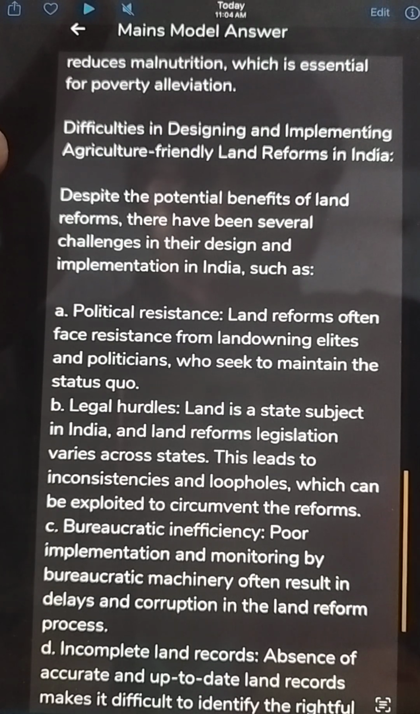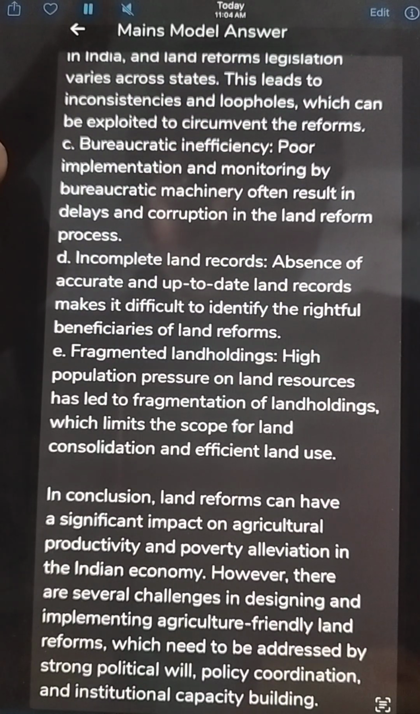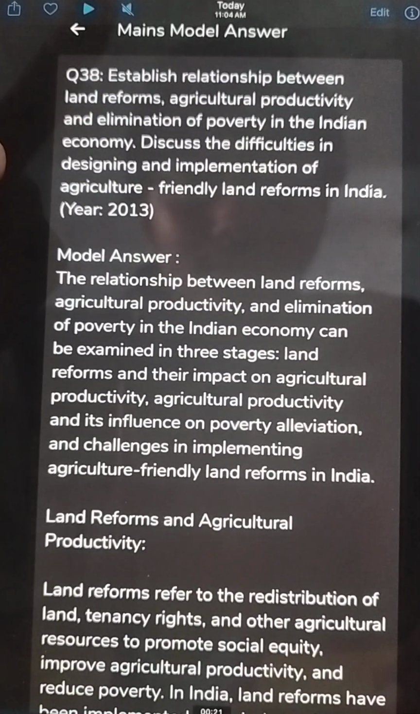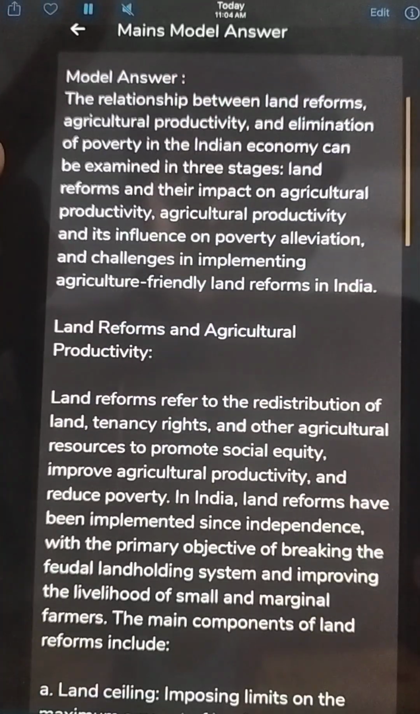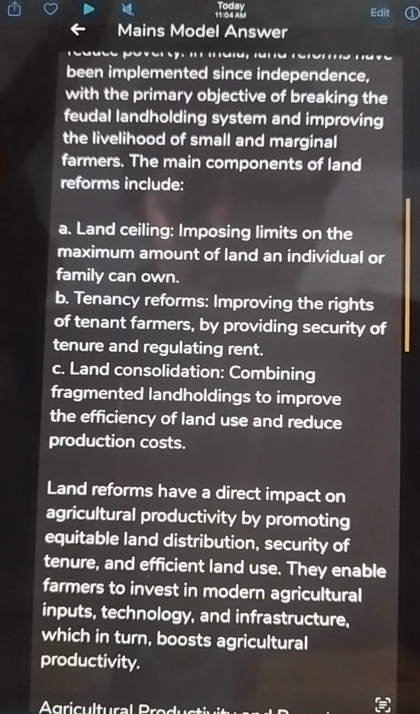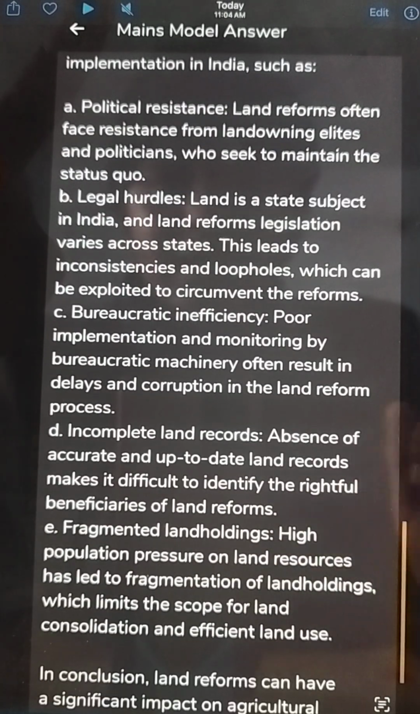Then second is legal hurdles. Land is a state subject in India and land reforms legislation varies across states. This leads to inconsistencies and loopholes which can be exploited to circumvent the reforms. Third is bureaucratic inefficiencies. Poor implementation and monitoring by bureaucratic machinery often results in delays and corruption in the land reform process.